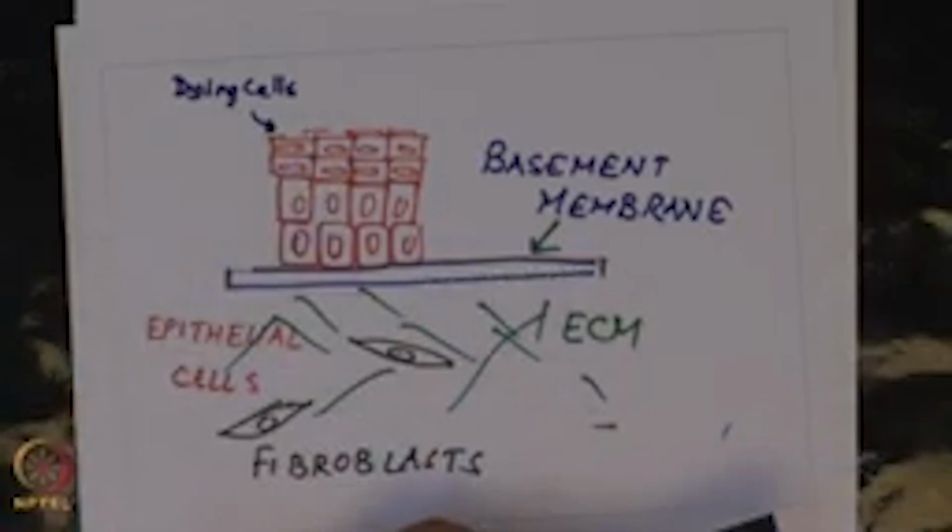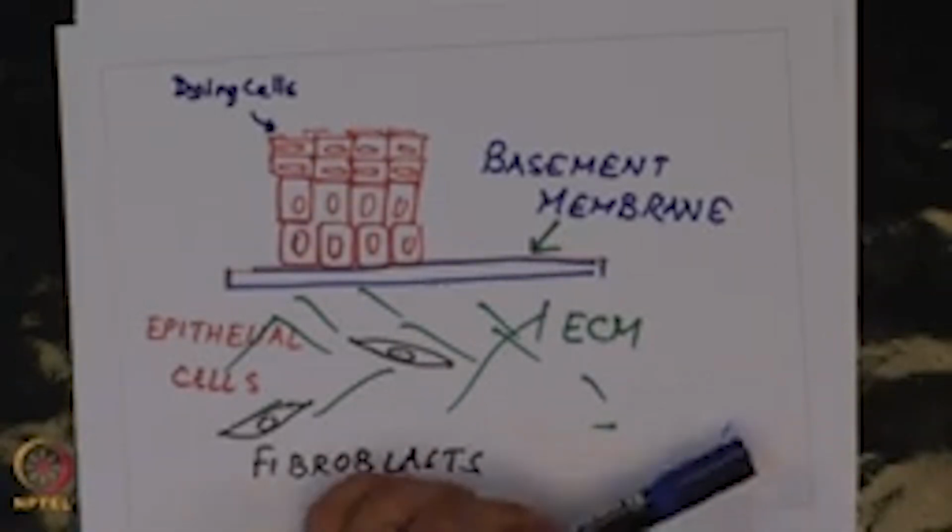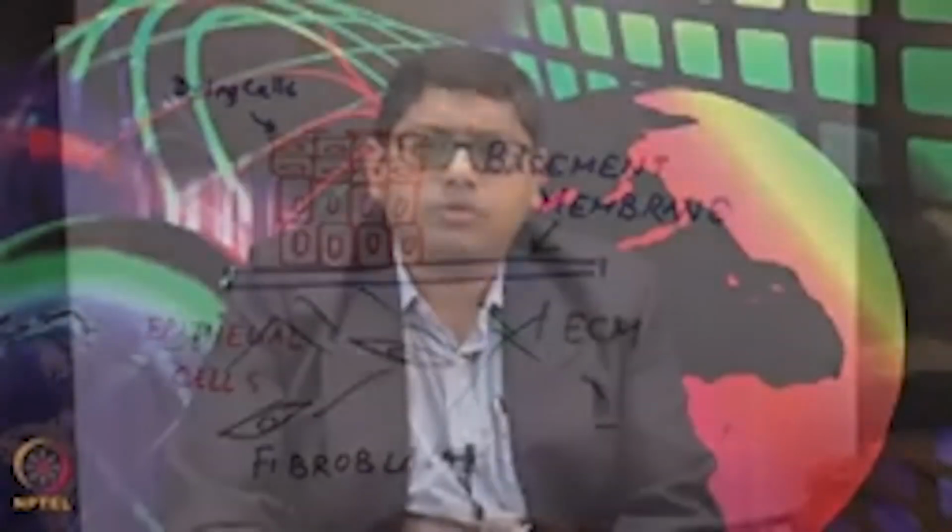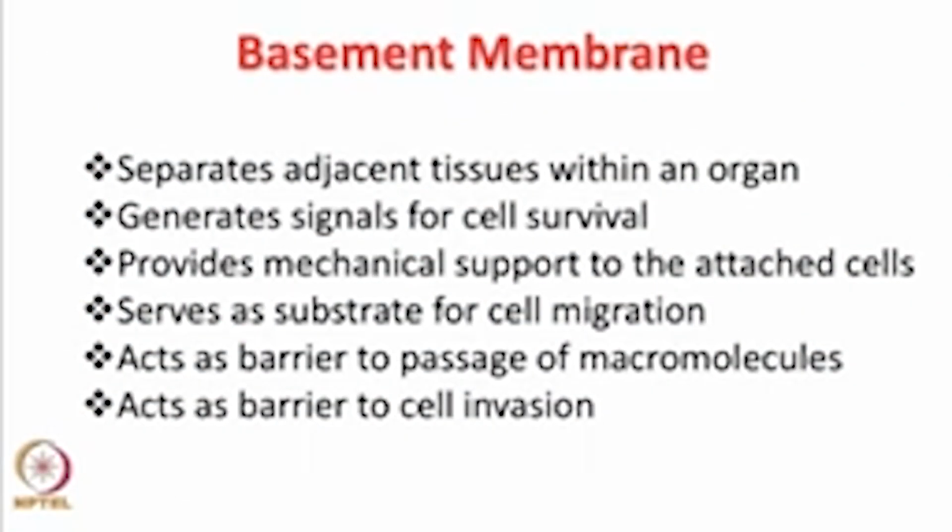The basement membrane or the basal lamina is hardly 50 to 200 nanometers in thickness. This basement membrane surrounds most cell types: muscle cells, nerve cells, fat cells, the lining of blood vessels, epithelial tissues, and also the lining of digestive and respiratory tracts. It is composed of multiple ECM proteins, and what the basement membrane does is separate adjacent tissues within an organ. So, it kind of defines what an organ is.